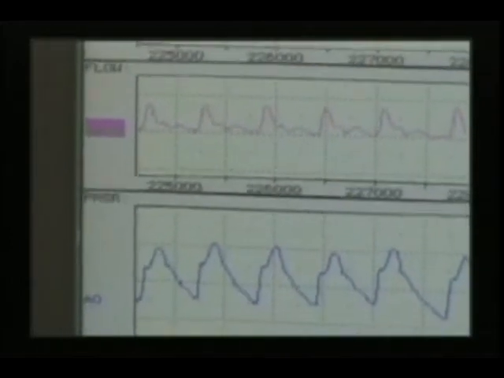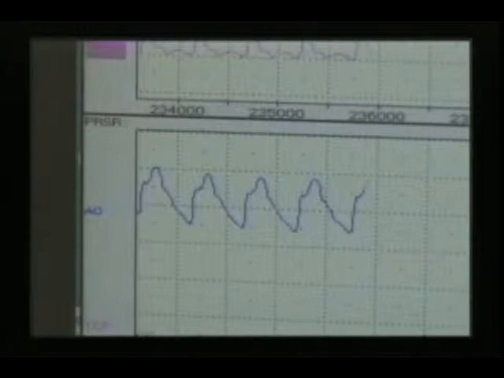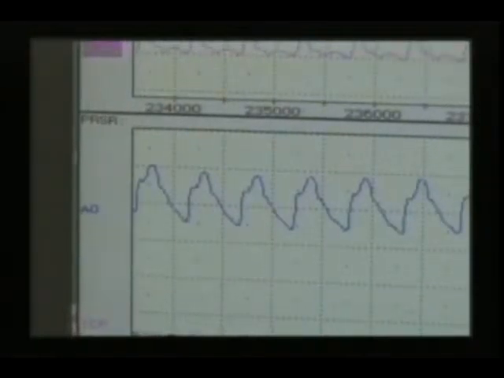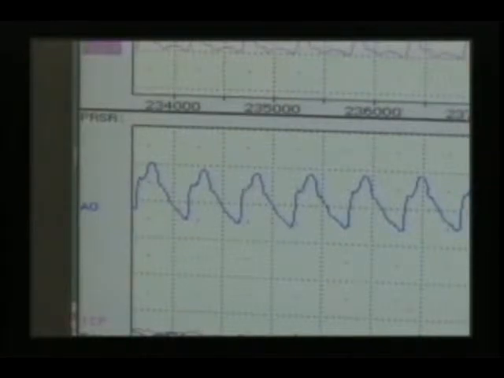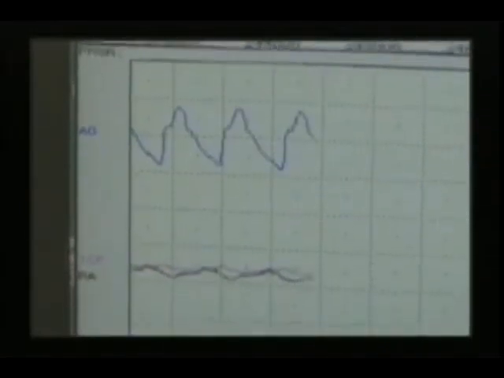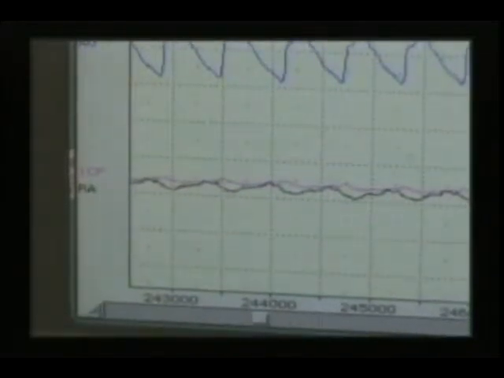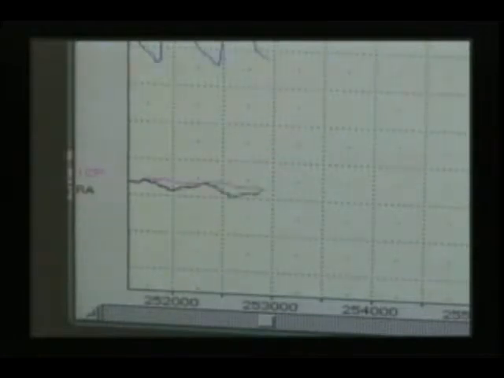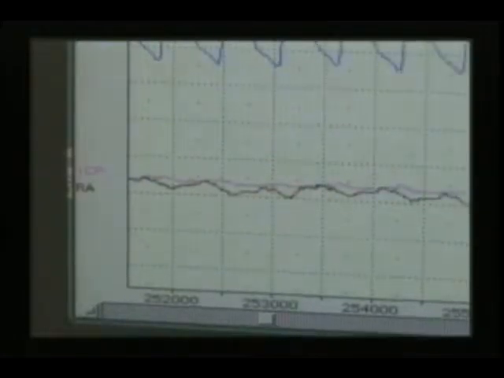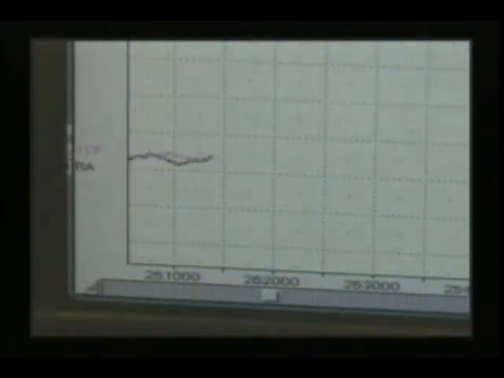Below that is the aortic, or AO, pressure curve. Aortic pressures at this point in time are about 100 over 70 millimeters of mercury. Below that is ICP, or intracranial pressure. That varies a little bit with each ventilation, and the ICP is about 8 millimeters of mercury. And finally, below that is RA, or the right atrial pressure, which is varying between 0 and about 8 millimeters of mercury.